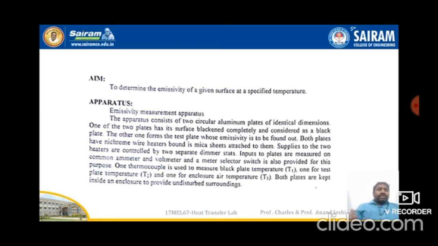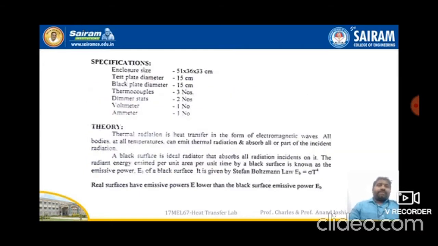Two different thermostats are provided for maintaining the heat inputs as well as the temperature. The temperatures T1, T2, T3 are the black body temperature, the test surface temperature and the air temperature. Here some specifications are given. The enclosure size is 51 by 36 by 33 centimeters, the test plate diameter is 15 centimeters, and the black body plate diameter is 15 centimeters. There are 3 thermocouples, 2 thermostats, 1 voltmeter and 1 ammeter.